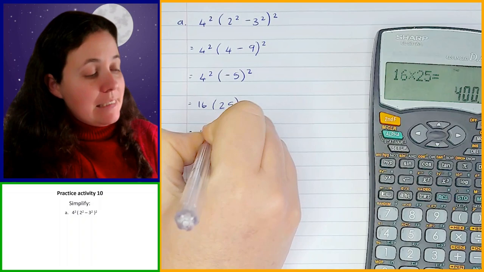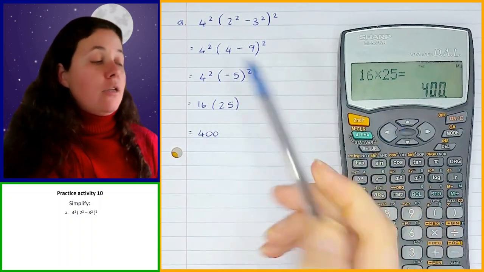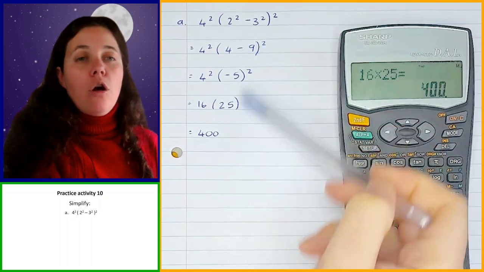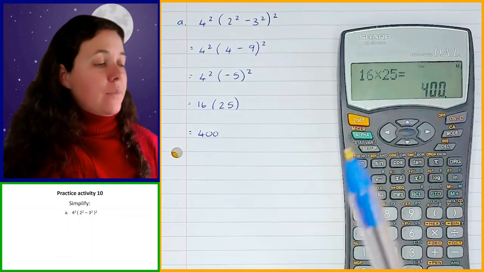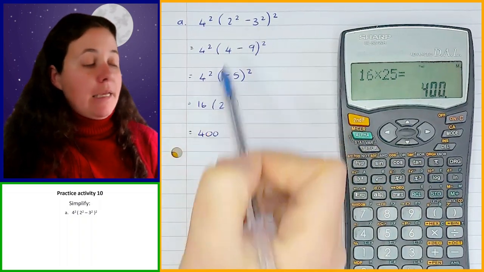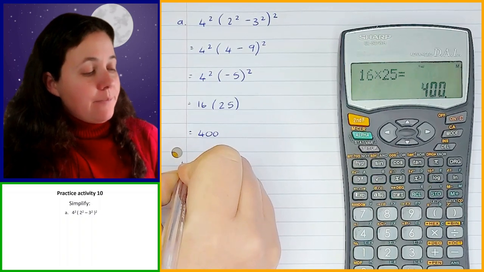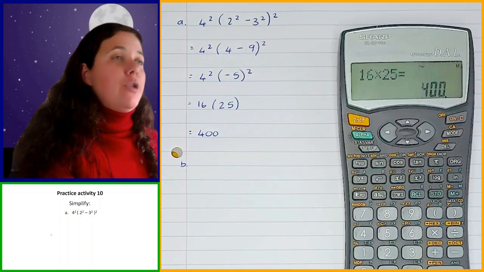Okay, now again, like I said, you can use the calculator for in-between steps like this, so long as you are showing all of the steps that you are following. So you're not just using the calculator to type that whole thing in at the beginning and writing down the answer. You're not allowed to do that. Okay, question B. Again, I'm going to give you 2 minutes to work on this one.